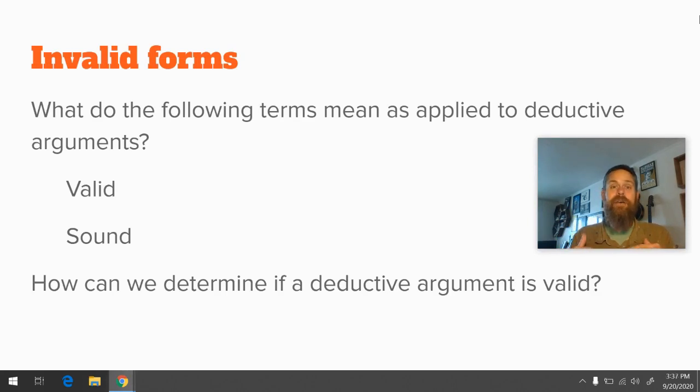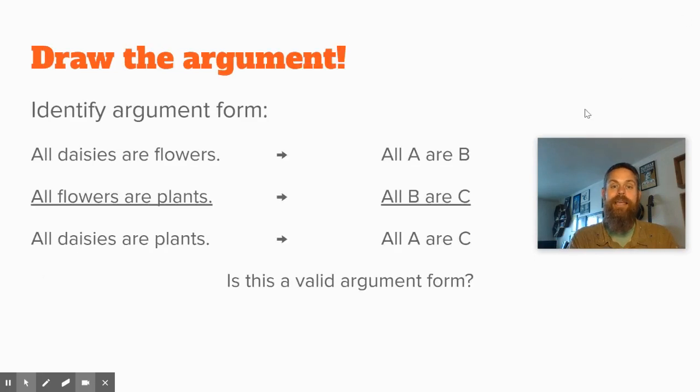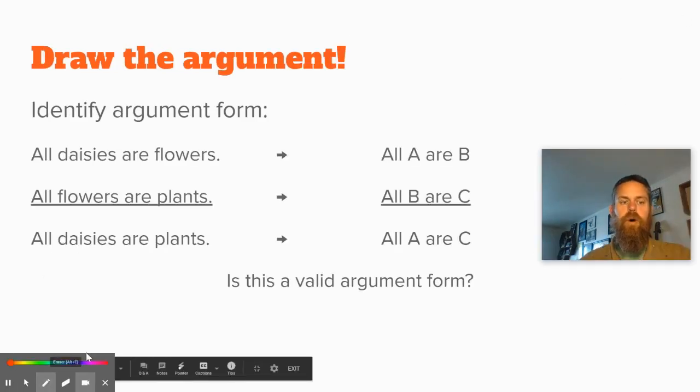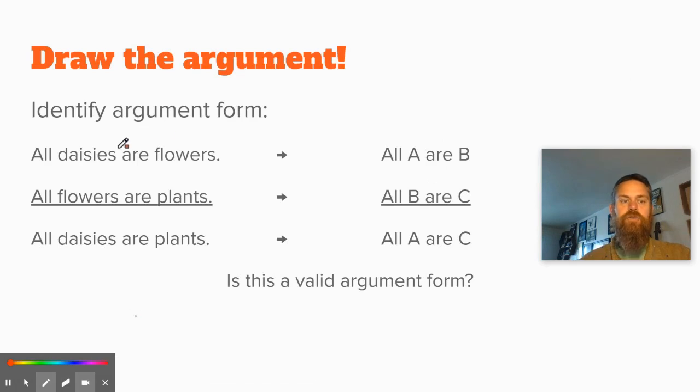So while you can have true or untrue valid arguments, when we say that an argument is sound, what we mean is it is both valid and true. Okay, so let's talk a little bit about how we might determine whether an argument is valid. All right, so one way that I like to do this is by drawing the argument. So what do I mean, draw the argument?